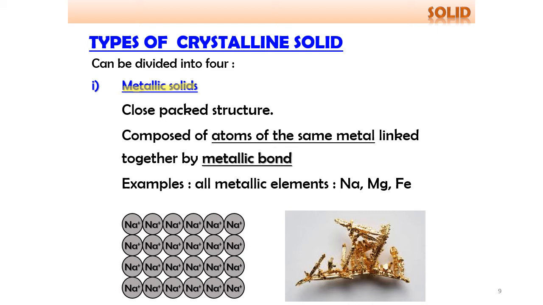So, untuk metal, they are closely packed structure and it is composed of atoms of the same metal linked together by metallic bond. All the metallic elements such as sodium, magnesium, ferrum, and so on, they are arranged like this. So this is the example. You have sodium ions that are closely packed in a structure and it is held together by metallic bond.